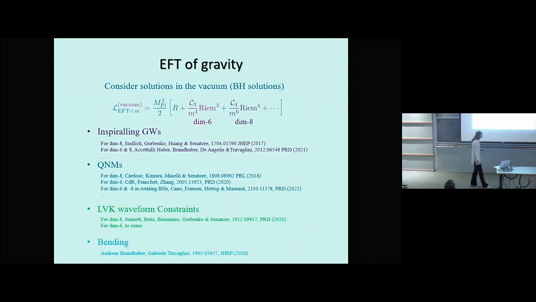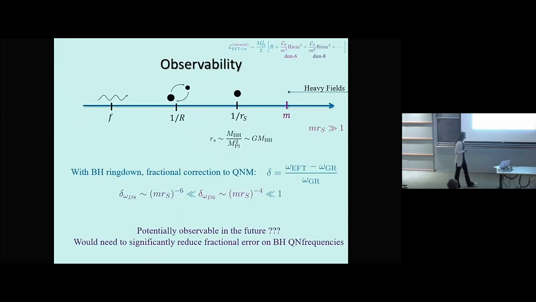So in the past 5 years or so, there's already been considerable work in those directions, trying to understand how these different types of operators affect various phenomena related to black hole physics or gravitational waves, all the way from in-spiral gravitational waves, and this is one of the first works on that, to quasi-normal modes coming from dimension 6 or dimension 8 operators, and constraints on the early in-spiraling part of the waveform, and then bending, etc. And I apologize if I haven't written down your work in here. So this is indicative of the type of work that has been done.